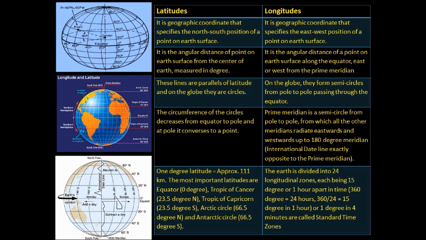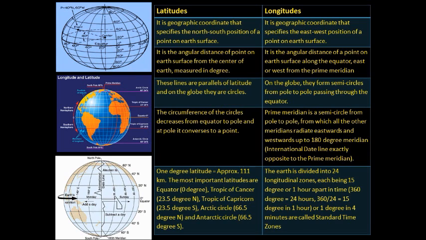Longitude is the angular distance of a point on the earth's surface along the equator, east or west from the prime meridian. Longitudes are measured with reference to 0 degree longitude, that is the prime meridian. While moving eastwards, it increases, and while moving westwards, it increases along the equator.